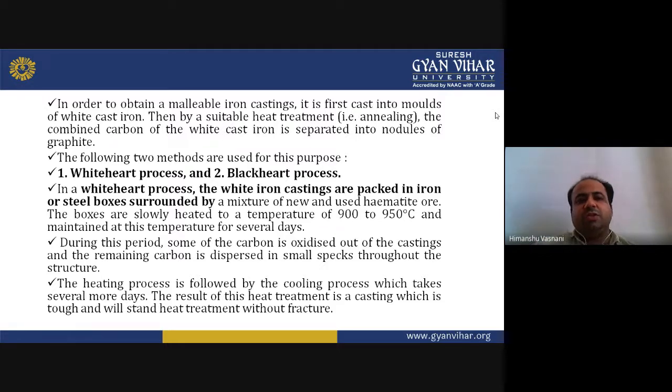So this is how the white heart process is done. You take white iron castings, heat them to a particular temperature, keep them at that temperature for some time, and then allow them to cool for several days to obtain this kind of product. The result of this heat treatment is a casting which is tough and will stand heat treatment without fracture. So, a very nice process.